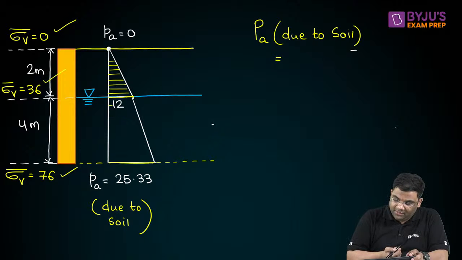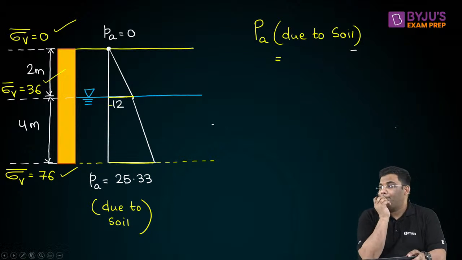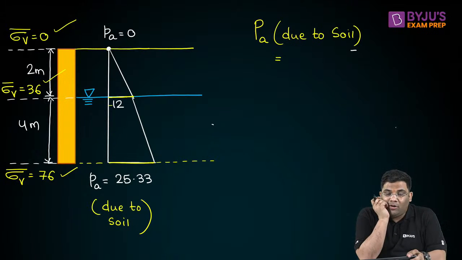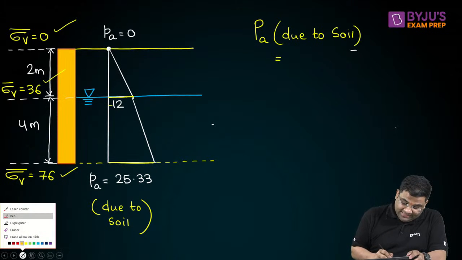Just take the area of this distribution, okay? Just take the area of this distribution. Prem has found out 86.67. Very good, correct. 86.67.